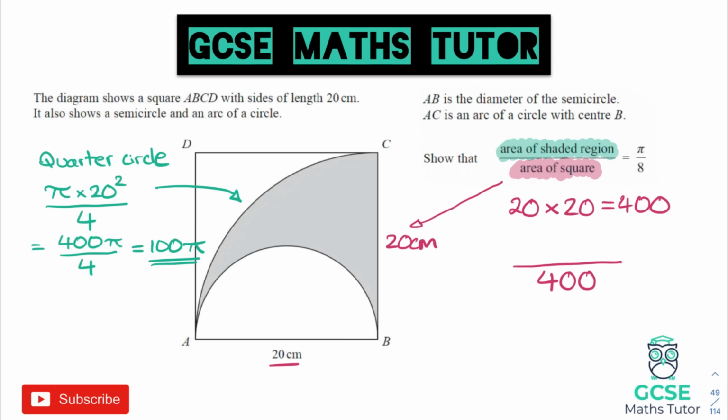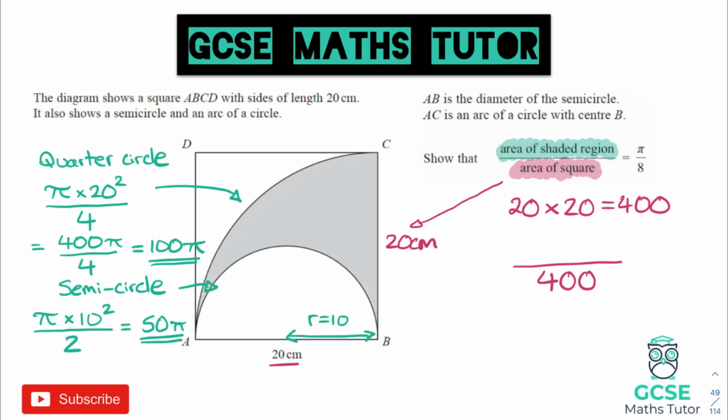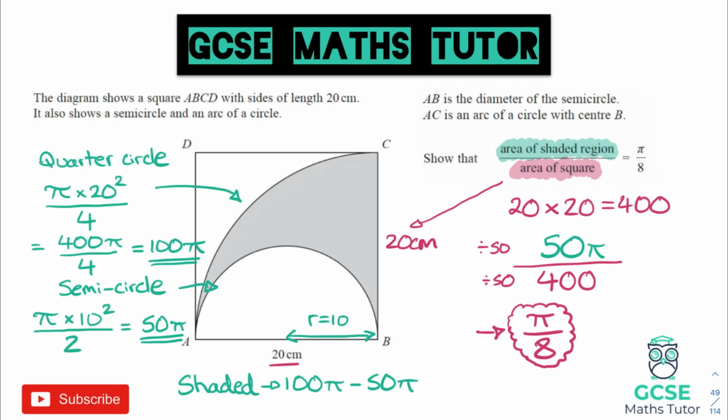The square was nice and easy, 20 times 20, but then we had a quarter circle and a semicircle. And again, we were doing this in terms of pi. So identify the radius, putting it into your area equals pi r squared, and that should help you get to a shaded region. From there, for this one, it was in terms of pi, we just had to put it in place and simplify it.